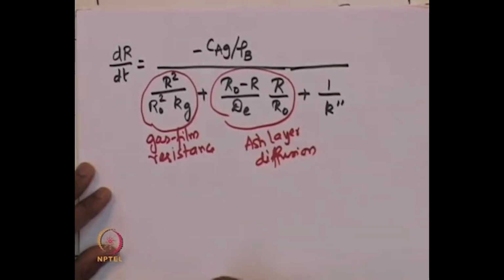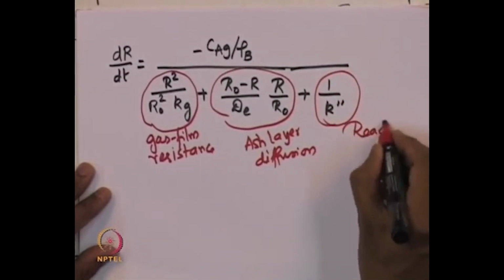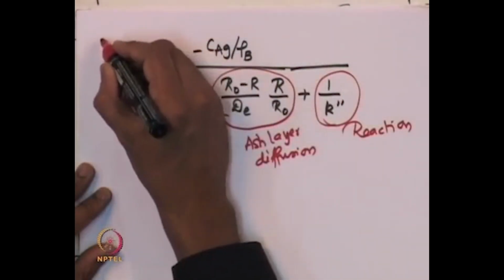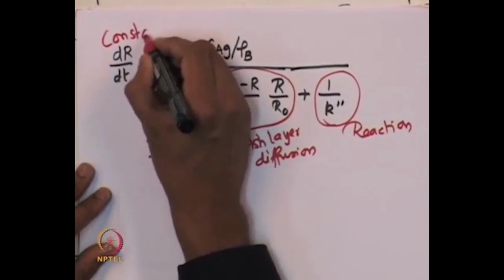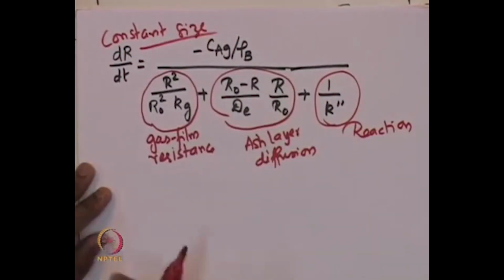This corresponds to the diffusion in the ash layer, and the last term corresponds to the reaction resistance due to the heterogeneous reaction that is occurring on the surface of the unreacted core. So, now suppose this is for a constant size system. If the particle size does not change, this is for the constant size system.